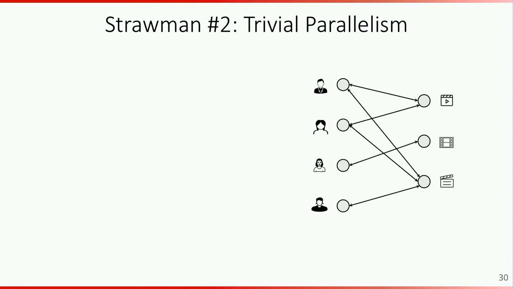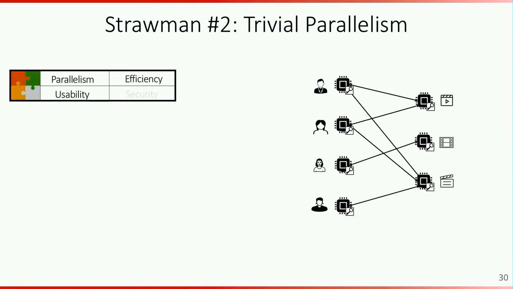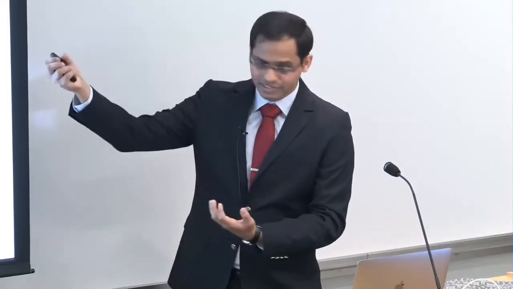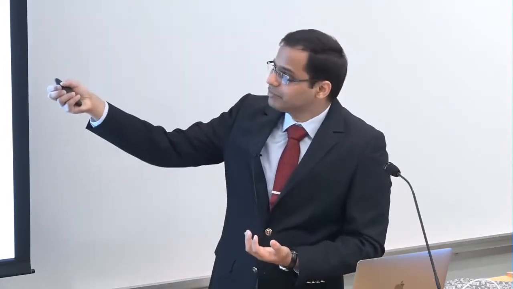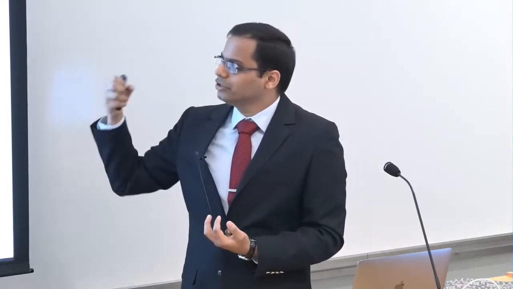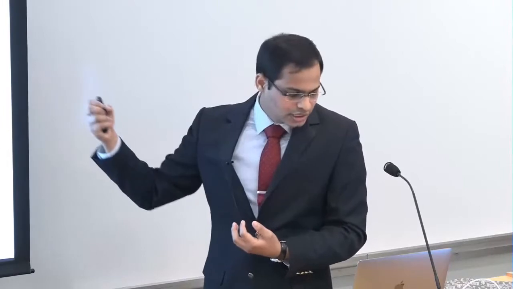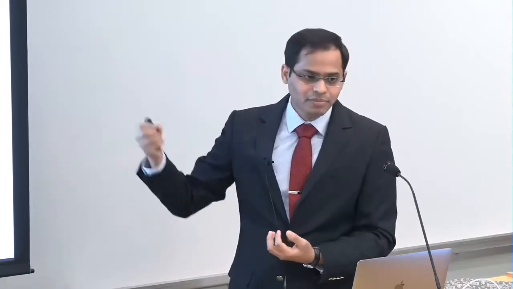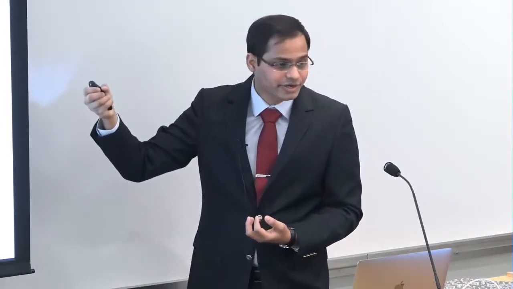So given parallelism was something that Oblivious RAM did not achieve, let us try to achieve parallelism and do something where for every vertex, I have a secure processor performing the computation on that vertex. Such a solution will give you parallelism easily. It gives you usability because you're still in the GraphLab world. And it also gives you efficiency. But the problem is that this does not give you security.